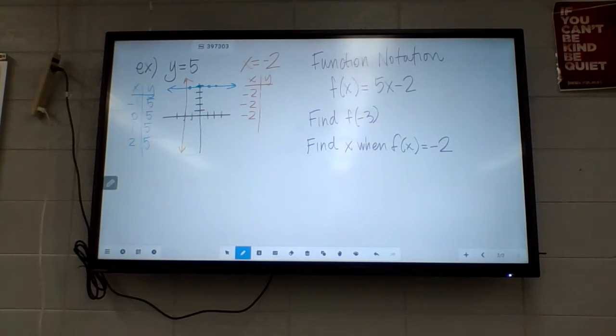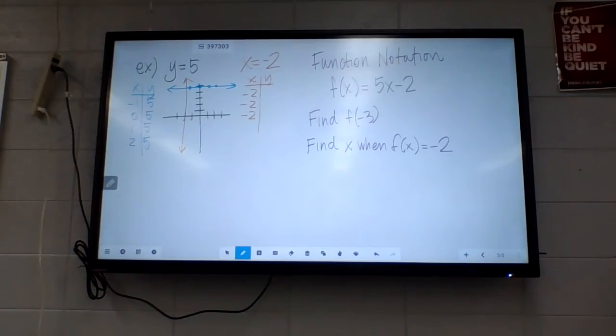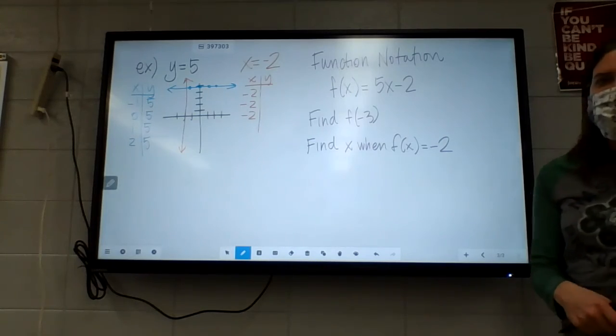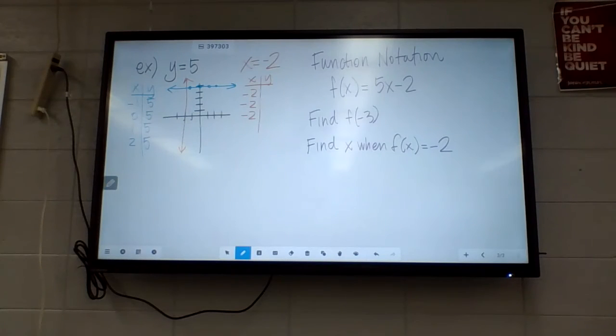I could ask you guys multiple questions with these, but if I said with function notation here, there's my equation, f of x equals 5x minus 2. Find f of negative 3, and then find x when f of x equals negative 2. So these are 2 different parts here, like a part A and a part B.